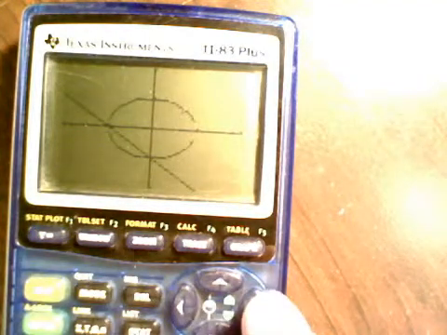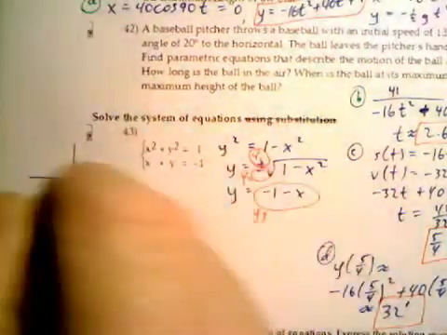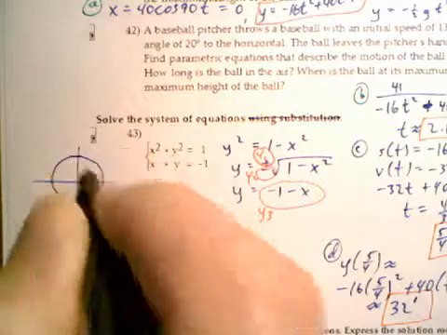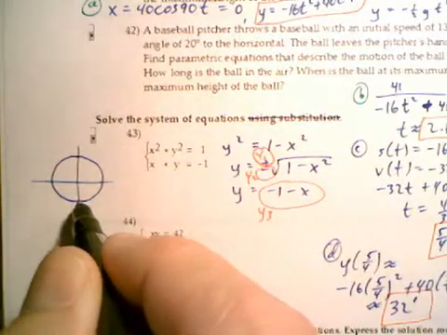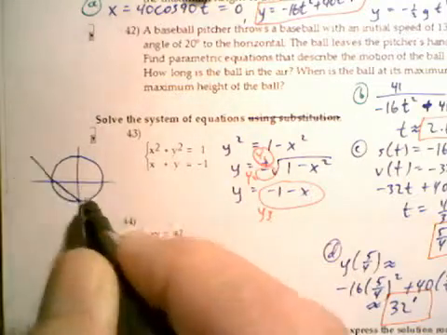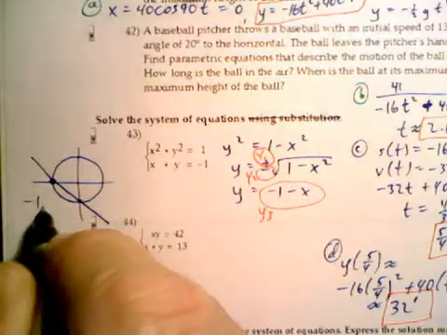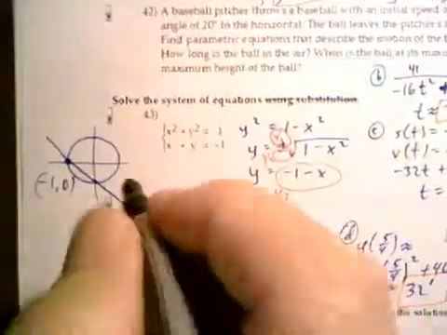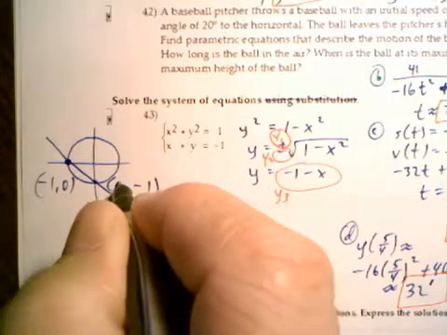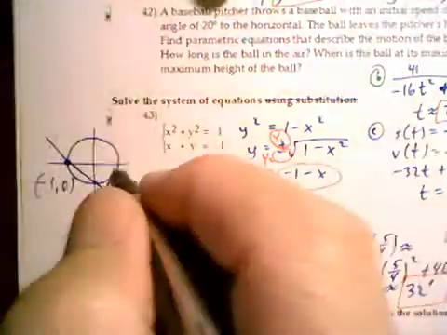I'll try to save myself a little time here. I know I have a circle of radius 1. I also know that this line comes down here, it's got a slope of -1. So I actually don't even need to use my calculator. I can see that at -1, 0, and also at 0, -1, I've got my 2 solutions. So I don't need to rely on my calculator for that.